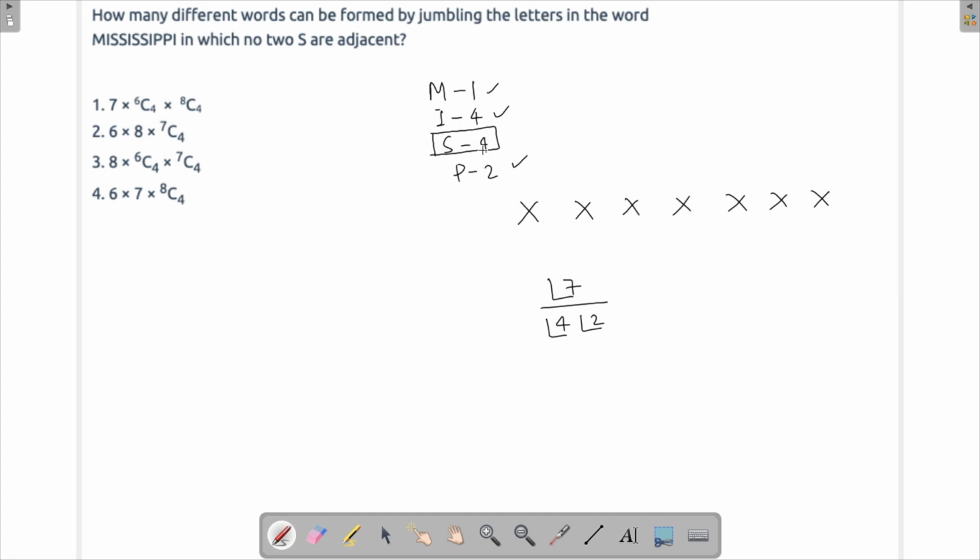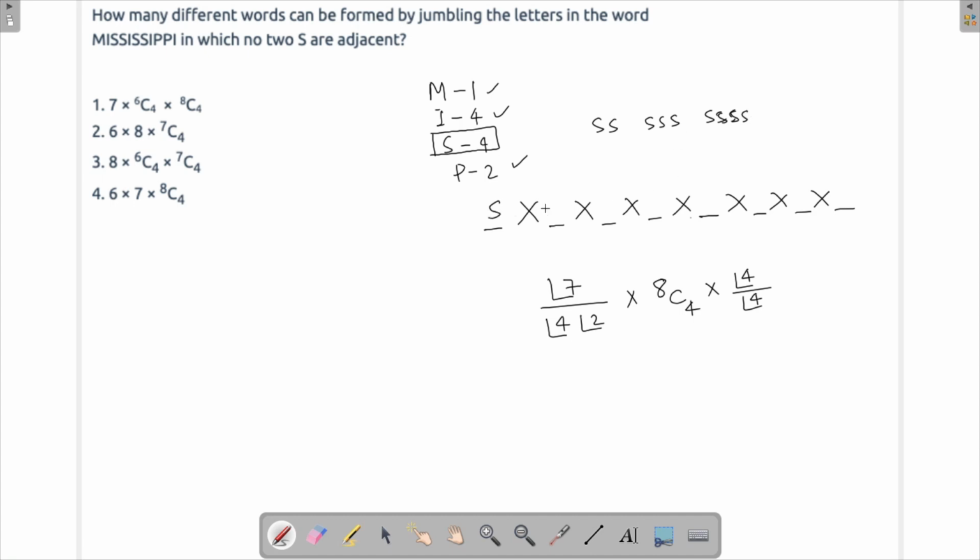Now I'm looking at arranging the S letters. They should not be adjacent, meaning it can't be that two S's are together, or three S's, or four S's together, right? So to ensure that none of them are together, we look at all the spaces available between these letters. There are eight spaces available. In eight spaces, I could choose four spaces, and in these four spaces I will arrange the S letters, which can be done in 4 factorial upon 4 factorial ways, which is one way only. So choosing four places out of eight places and then arranging these letters.